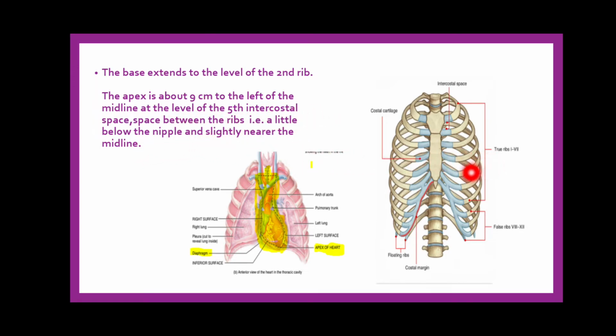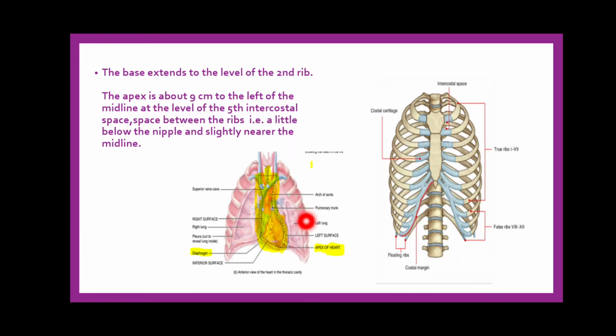Now, what is intercostal space? This is the space between the ribs. So if you will see here, from the first, it carries towards the 5th one. The position, then, is slightly, that means it is a little below the nipples and slightly nearer the midline. मतलब बीच में होता है and it is slightly nipple के थोड़ा नीचे.